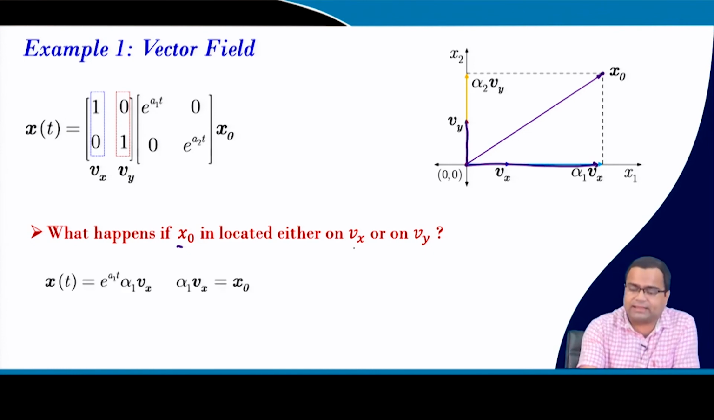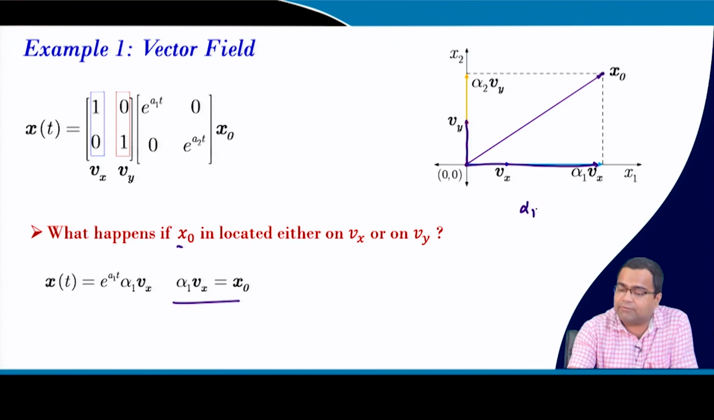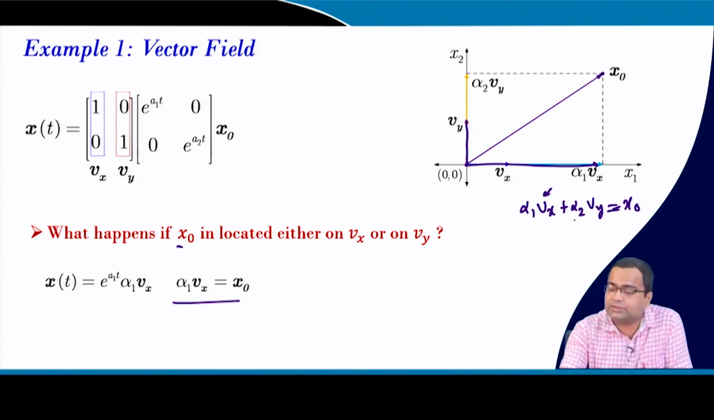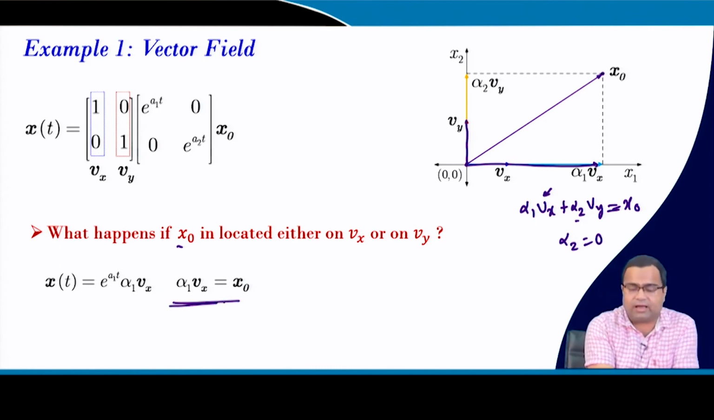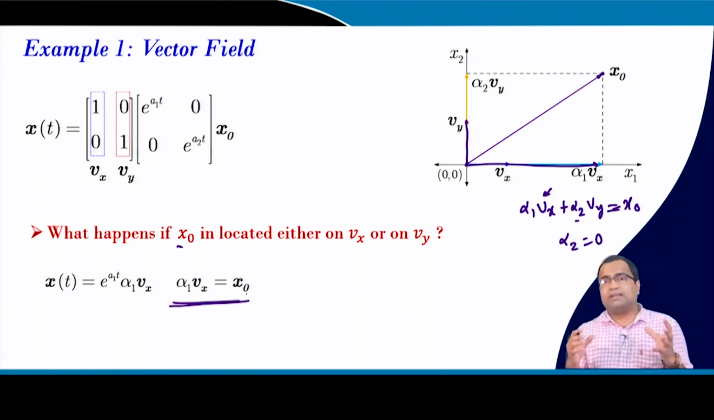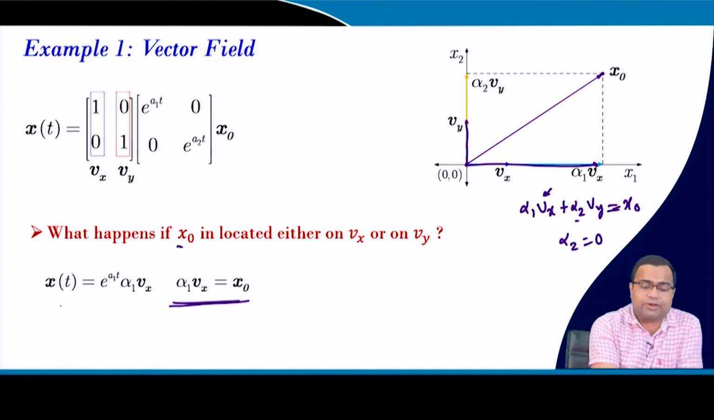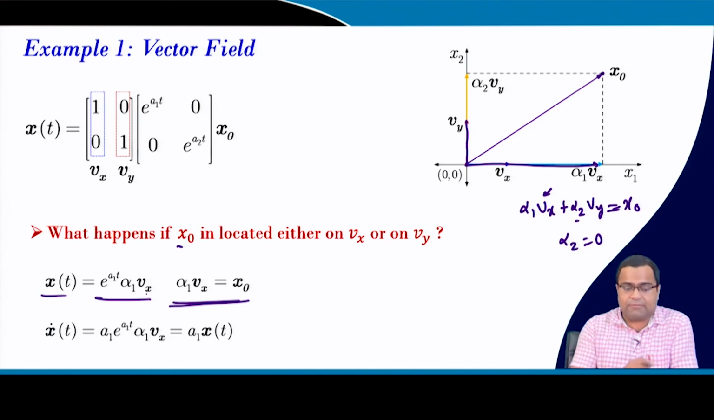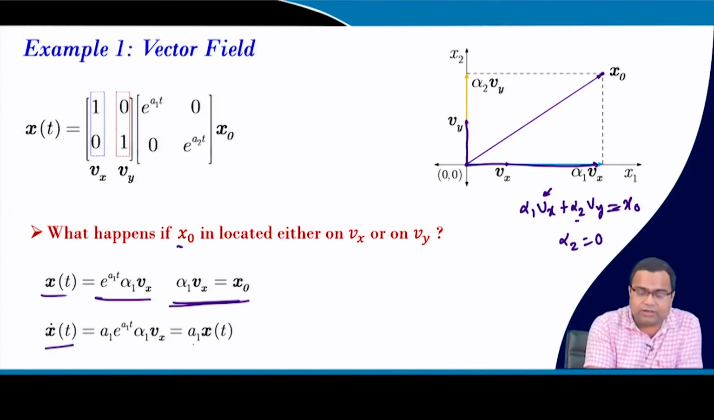So if you take x0 on that basis vector, you will find alpha, that means our original equation was alpha 1 Vx plus alpha 2 Vy equal to x0. Since we have chosen x0 along this Vx axis, alpha 2 must be 0 in this case. That means you will only have alpha 1 Vx equal to x0. So your x(t) will be simply e to the power this term because alpha 2 is 0. And if you differentiate, you will get x dot equal to a1 x.